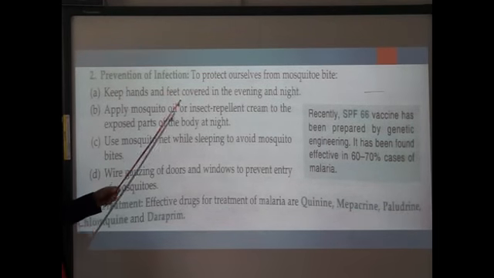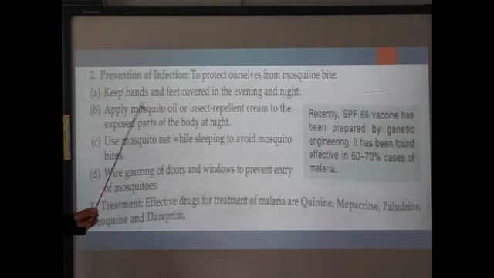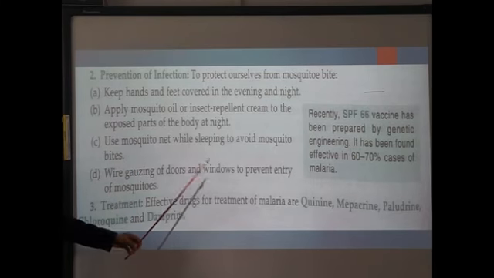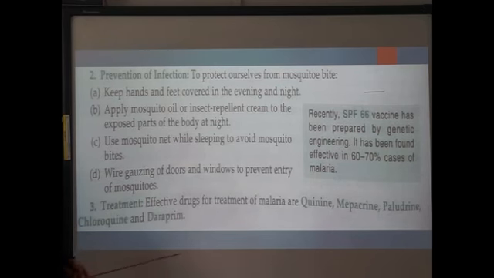Now, how to prevent the infection? Keep hands and feet covered in the evening and at night. We can use a mosquito net also. Apply mosquito oil or insect repellent cream to the body. Use a mosquito net while sleeping. Keep doors and windows closed to prevent entry of mosquitoes. Treatment can be done by using drugs such as quinine, mepacrine. Then we have the next ones, melarsoprol, chloroquine, and terramycin. These are the names of a few drugs which can be given to those individuals who are suffering from malaria.